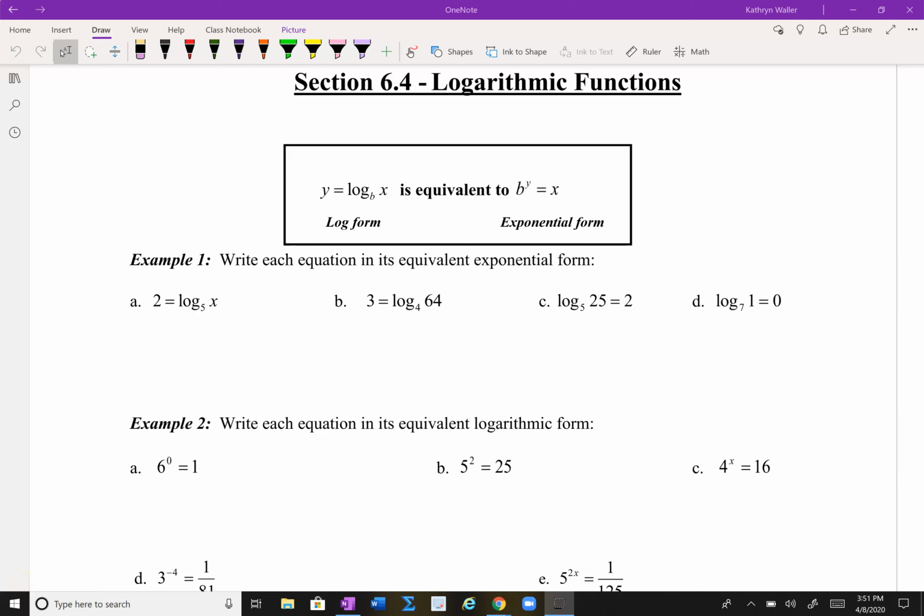Okay, guys, so this is lesson 6.4, and I'm actually recording this while we are all at home with this stay-at-home order. So I hope that everybody's doing well. I know we wish that we could all be at school right now, but this is what it is. We have to deal with it.